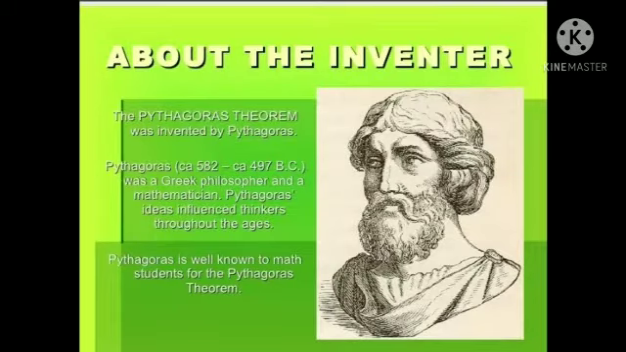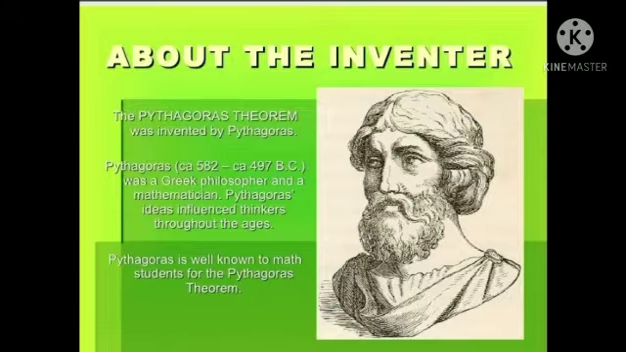Now let's see the inventor of this theorem. This theorem was invented by Pythagoras. Clear? That is why this theorem is named the Pythagoras theorem. Now who is Pythagoras? Pythagoras was a great Greek mathematician and a philosopher. So this Pythagoras invented this theorem.